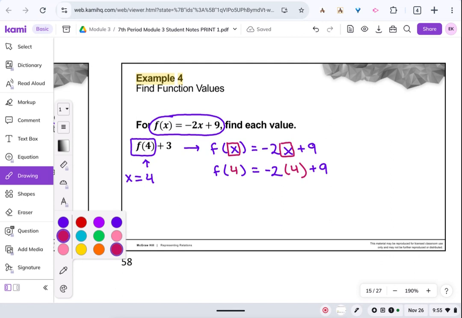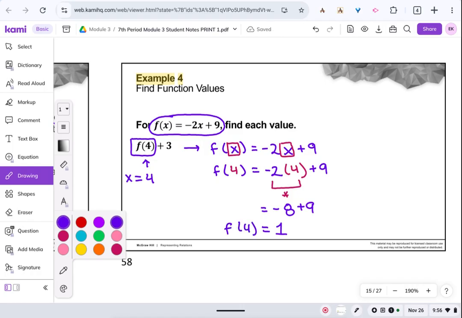So what we're going to do is we're going to use this order of operations. So first thing we need to do is multiply negative 2 times 4, which is negative 8. And then we're just going to add those two numbers together. Negative 8 plus 9 is 1. So f of 4 is equal to 1.